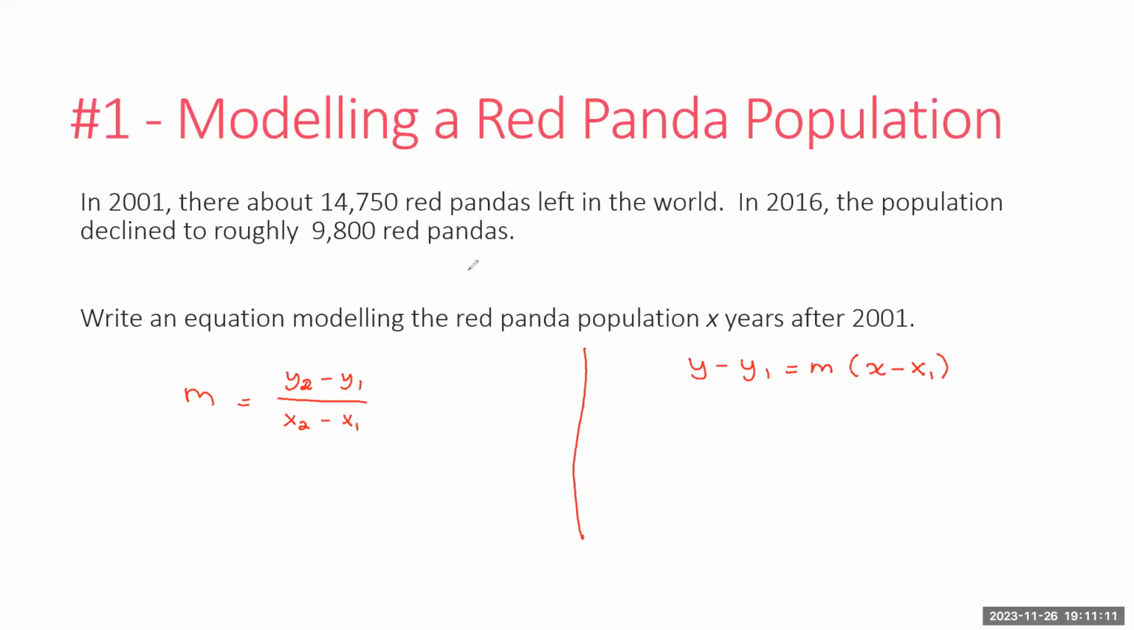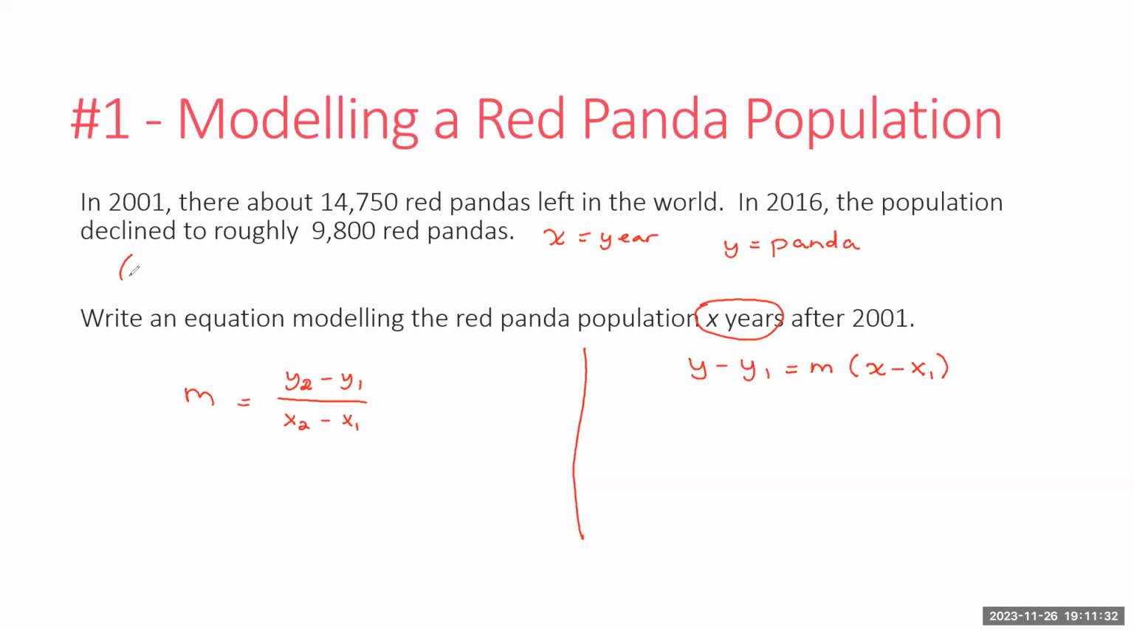Okay, so to complete this, we have 2 points here. We want to model the panda population X years after 2001. So what we're saying here is that X is going to be my year, and Y will be the pandas then.